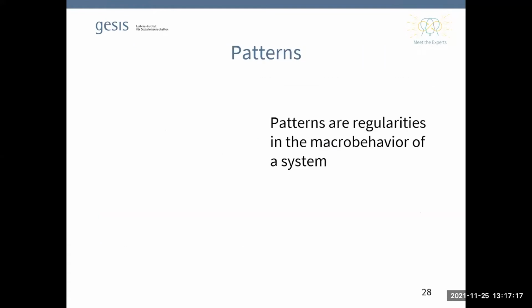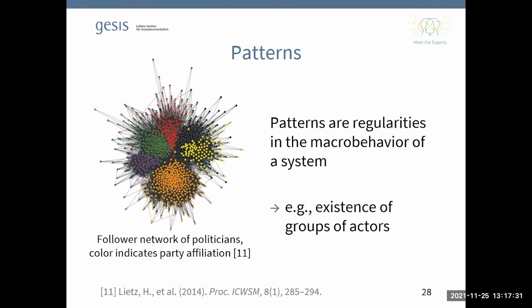But before we go into the first scenario, it is helpful to think about patterns. What are patterns? They are the regularities in the macro behavior or in the macro state of a system or a network. One example is the existence of groups of actors. In this case, it's a Twitter data set, and we see that there are groups tightly connected within and not so much to others. So indeed, there are those structural holes here, right?